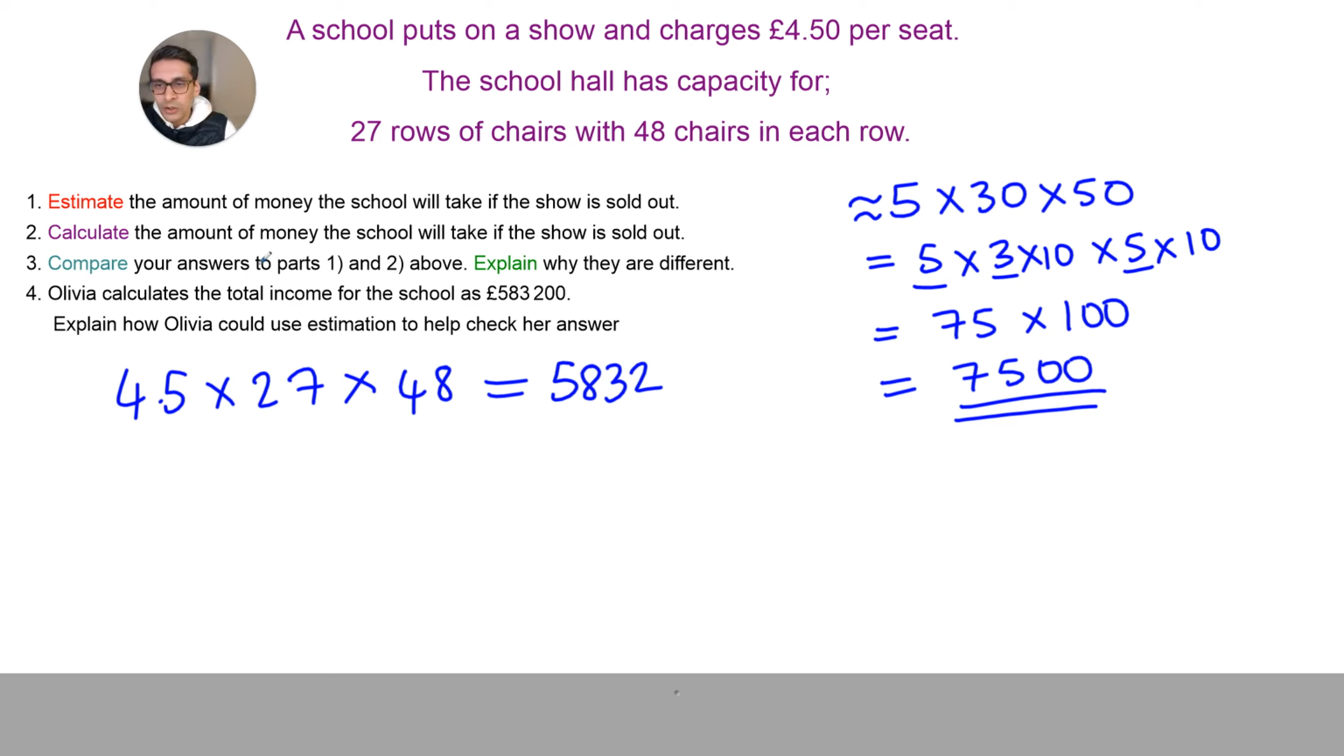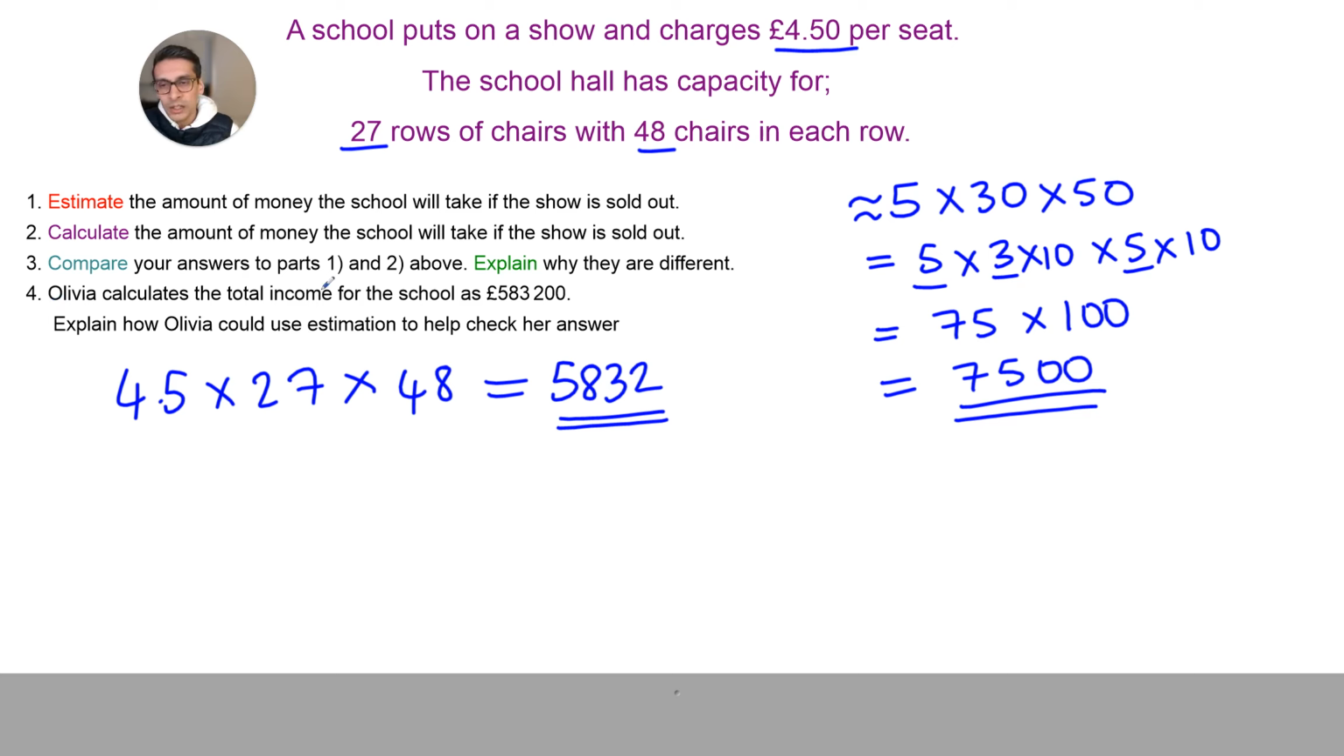And now it says compare your answers to part 1 and 2. Explain why they are different. Well, the main reason for the difference is, in this case, for the estimation, we've actually rounded all of these numbers up. So for part 3, we have rounded up. That's our explanation. So our estimation is going to be an overestimate.